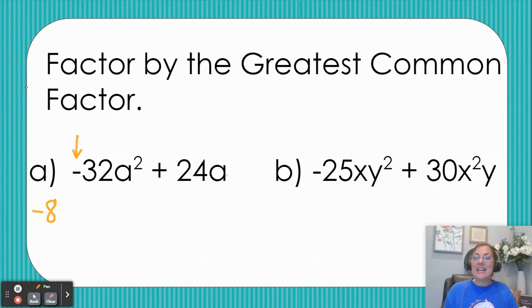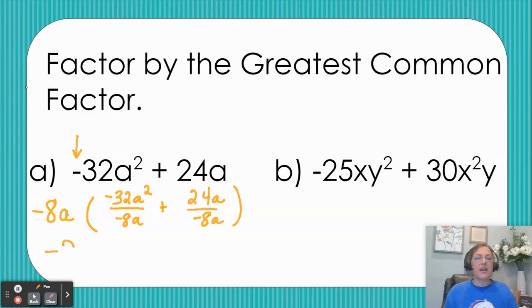A to the second and an A have an A in common. So I'm going to put this as my greatest common factor. I'm going to put it outside of a parentheses, and then I'm going to fill the parentheses with whatever I get when I take the terms and I divide by the greatest common factor. So I'm going to take the two terms in the problem and I'm going to divide by that greatest common factor. Let's simplify. Still have this negative 8a in front.